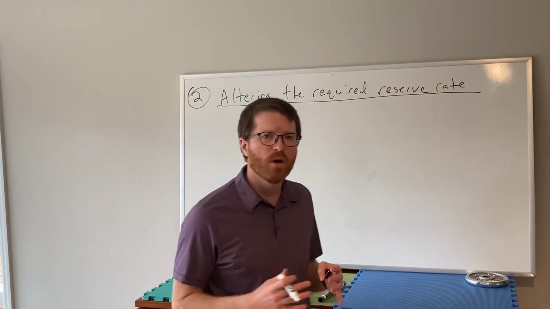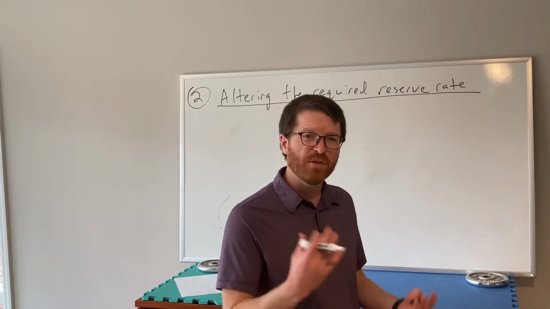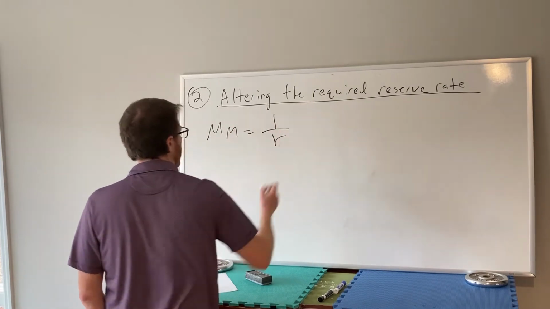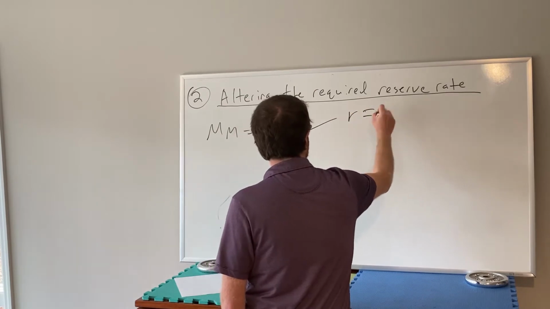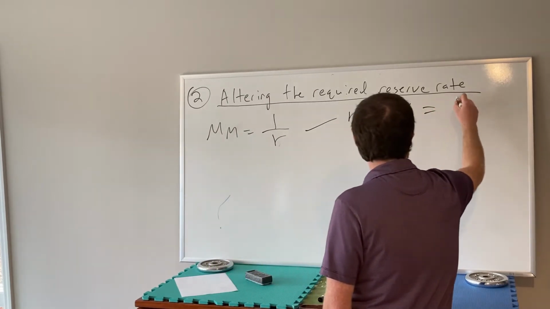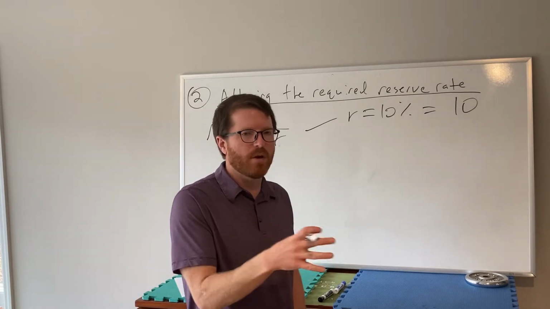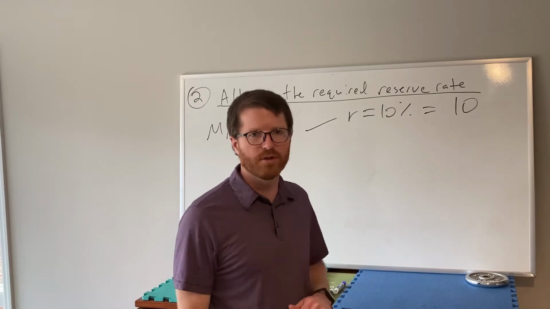Okay, as we know, the required reserve rate determines what the money multiplier will be. We saw the formula for that, right? The money multiplier is 1 over R. So that means that if R is 10%, the money multiplier is 10. Every dollar that is created in society can generate 10 total dollars in money.